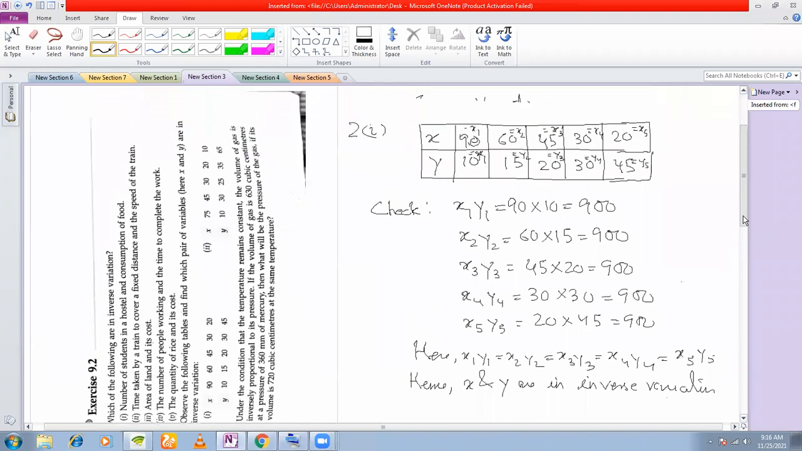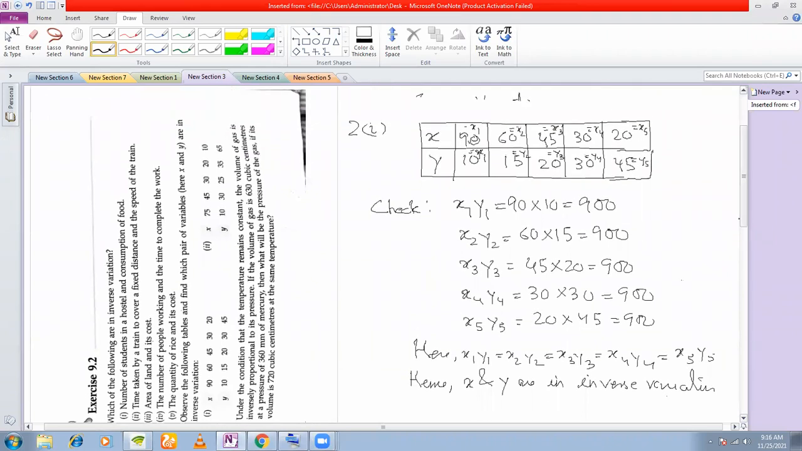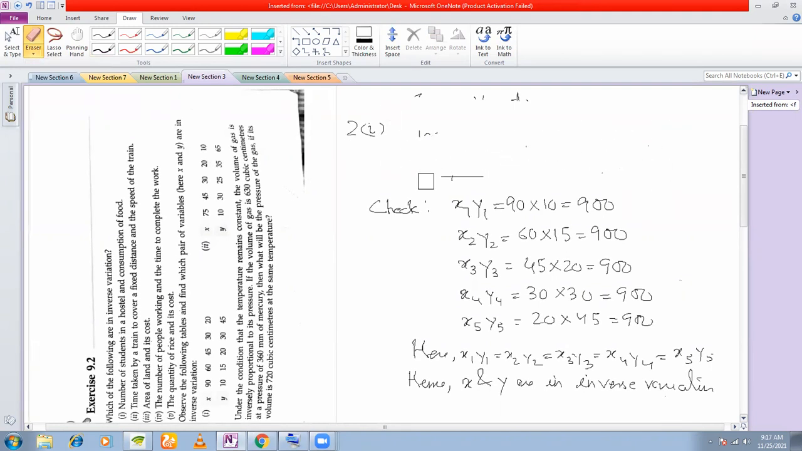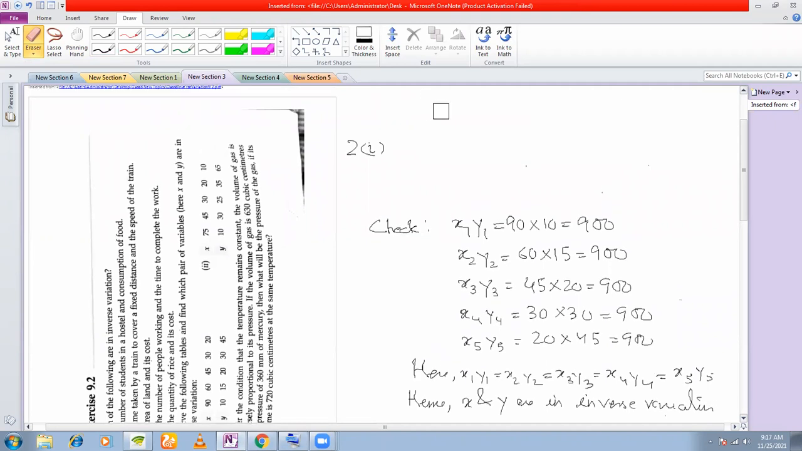Since x1/y1 is equal to x2/y2 is equal to x3/y3 is equal to x4/y4 is equal to x5/y5, therefore x and y are said to be in direct variation, inverse variation. Sorry. Let us look at the second question.